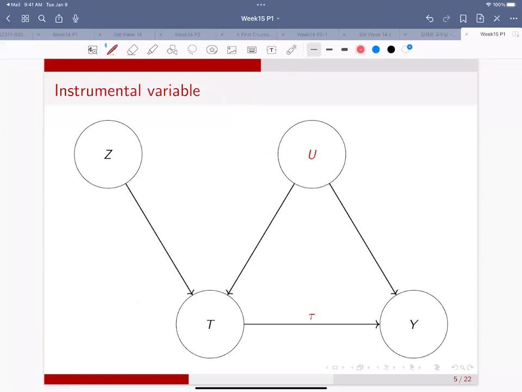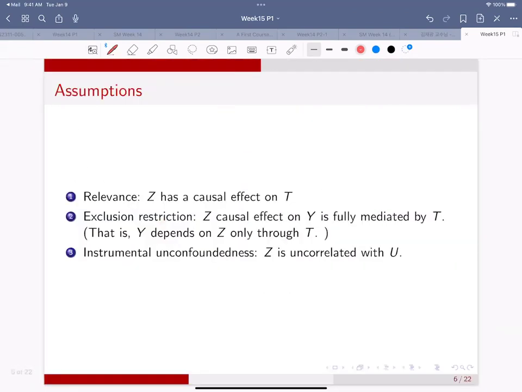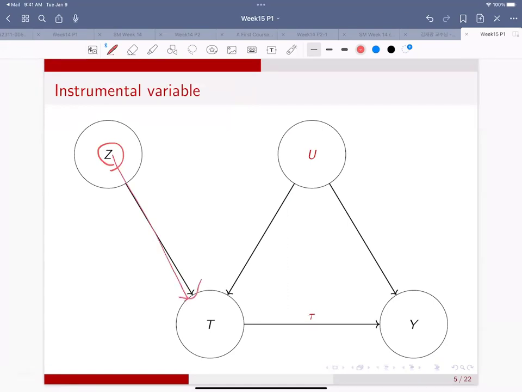So one way is to introduce an instrumental variable. Suppose we have a situation where there's another variable z. Z is totally independent of u, but can affect t. And then in that case, we can do something. So z is an instrumental variable. We need three assumptions. The first one is relevance: Z has a causal effect on T. So Z should explain T, should be related to T.